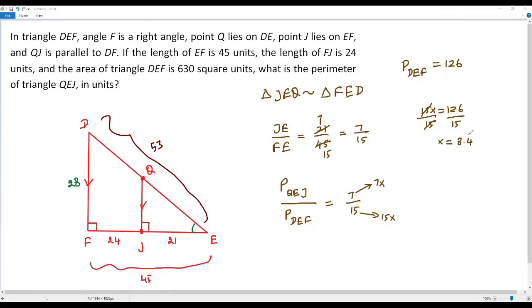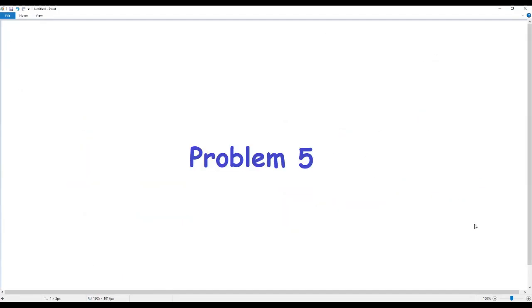Now I can plug in this value 8.4 for x over here to get the perimeter of the smaller triangle QEJ. Okay, now let me do it. That is 7 times 8.4. When I multiply 7 and 8.4, I am getting 58.8. Therefore, the perimeter of triangle QEJ is 58.8 units.